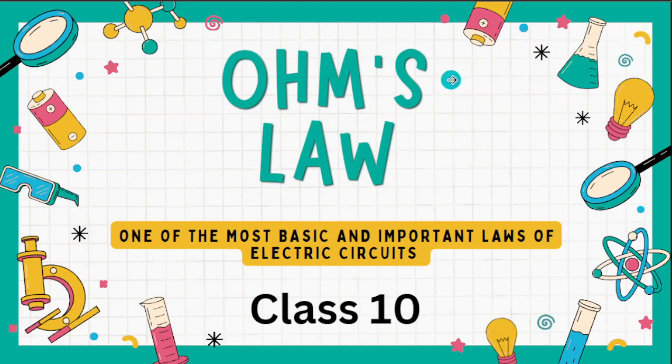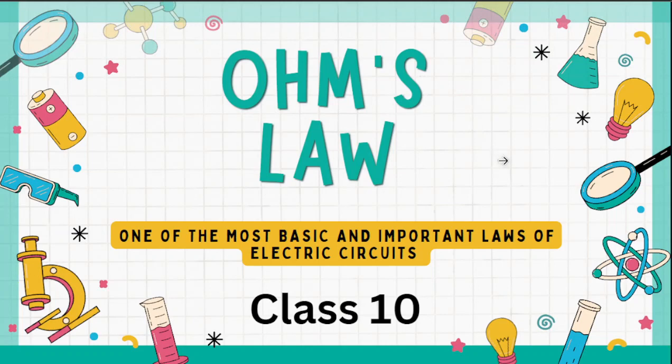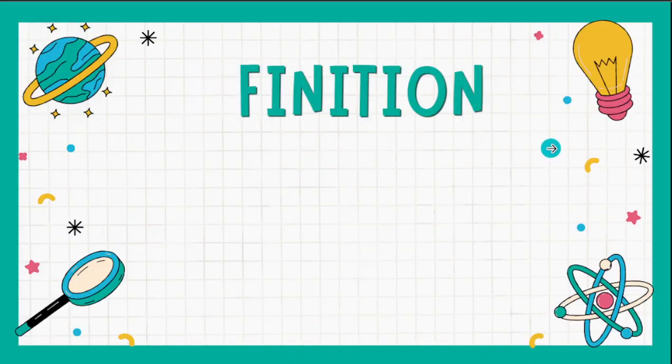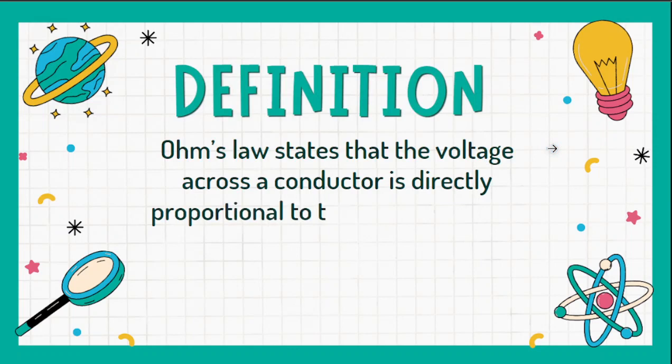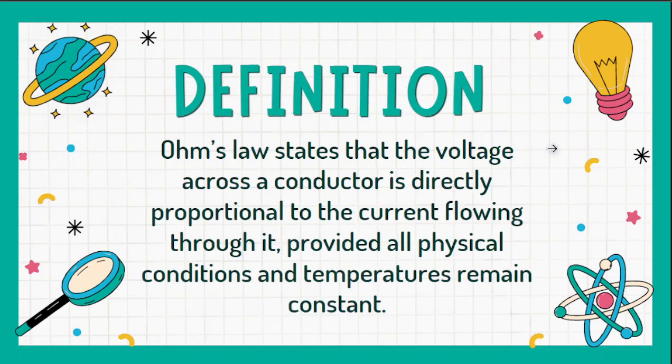Basically, what is Ohm's Law? Let's see broadly its definition. Its definition states that Ohm's law states that the voltage across a conductor is directly proportional to the current flowing through it, provided all the physical conditions and temperatures remain constant. So basically, what it states, we're going to understand. Firstly, let's understand what it actually states.